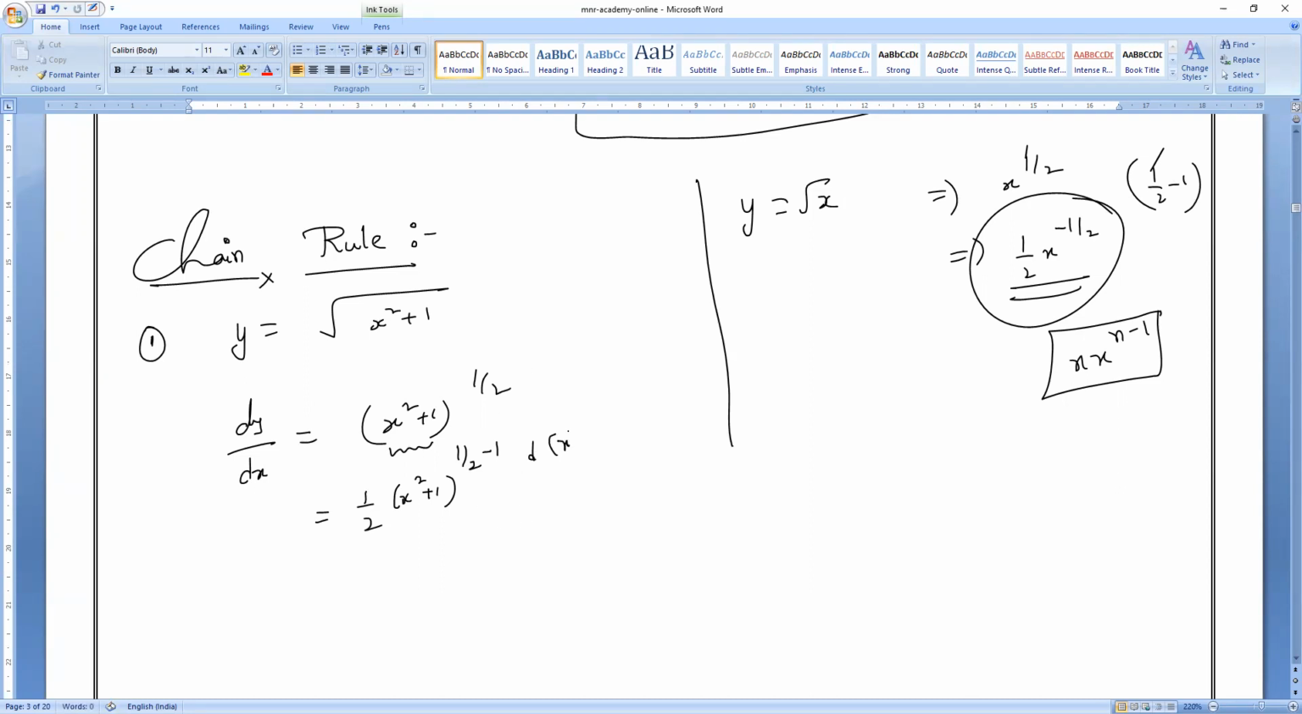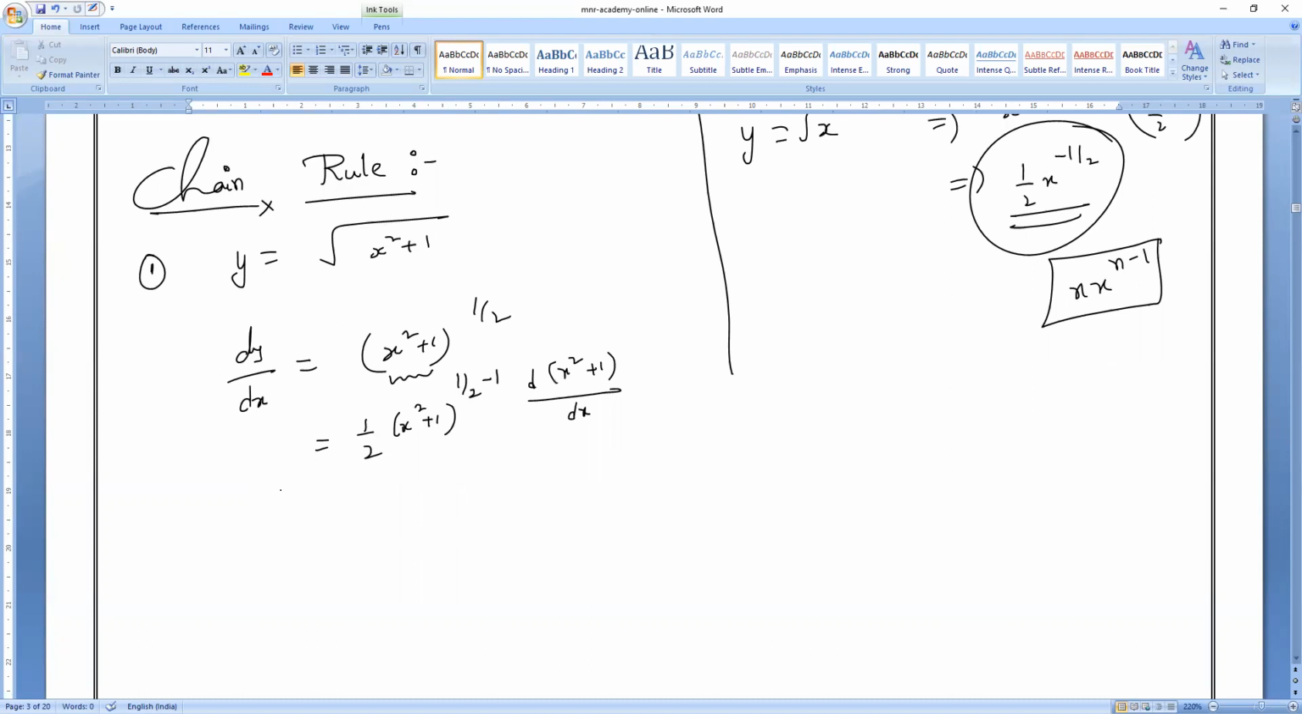Again, differentiation of square root of x square plus 1 divided by dx. Is everything clear? Chain rule means, so which is equal to 1 by 2 into x square plus 1 power 1 by 2 minus 1, what? Minus 1 by 2. Differentiation of x square, how much, guys? 2x. Plus differentiation of 1, 0. So what will the answer be? 1 by 2 into x square plus 1.